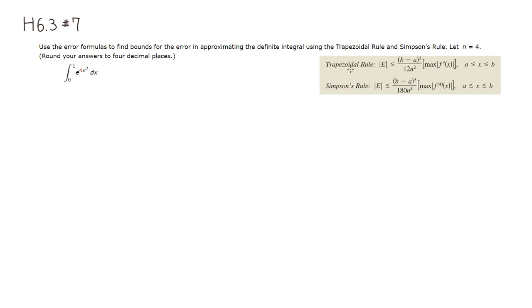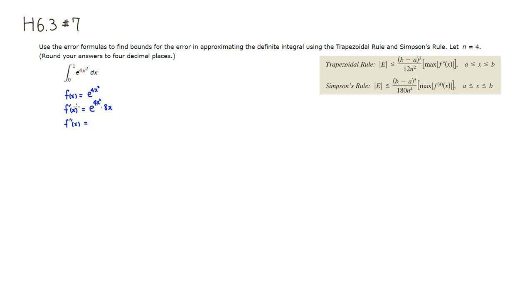To do the Trapezoid rule, we need the second derivative. So let's take the derivative twice. f of x is equal to the integrand, which is e to the 4x squared. If you take the derivative of that, you get e to the 4x squared multiplied by the derivative of that, which would be 8x. Then we take another derivative.